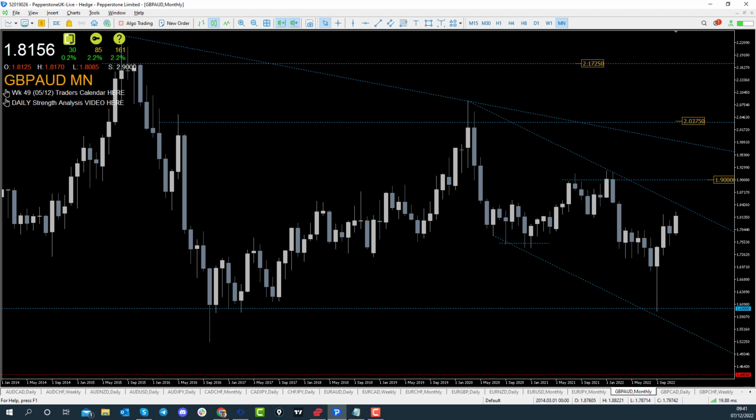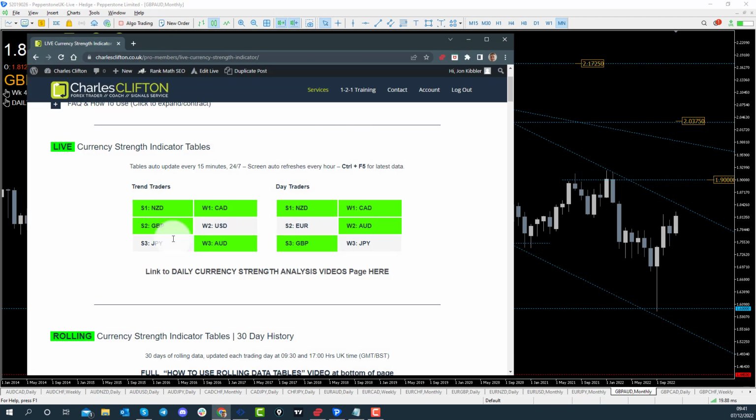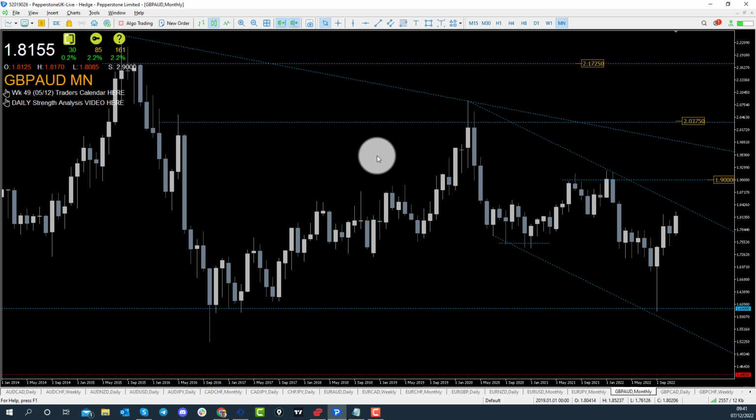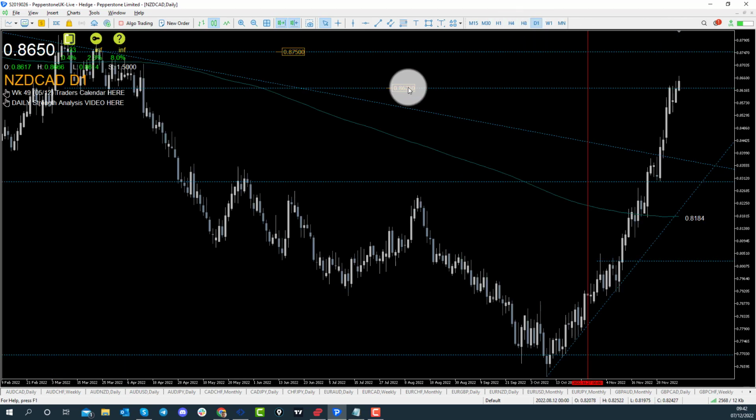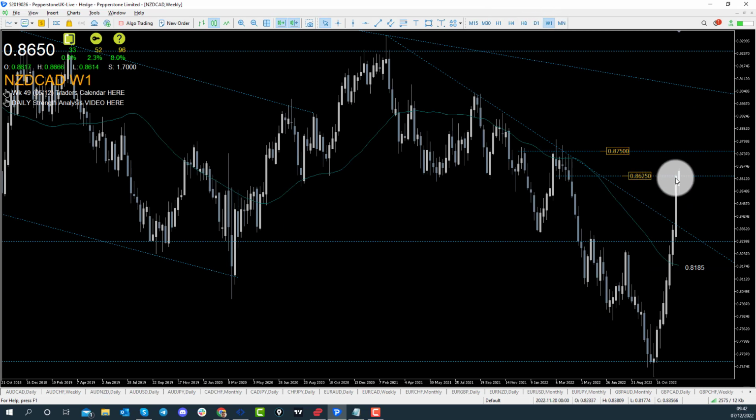If we just flick back to the tables, you can see that Kiwi CAD still remains on here as well. So that's still a market that's quite interesting. Kiwi is starting to have a little bit of a pullback. So if I just go on to Kiwi CAD, despite us seeing the price continue to remain bullish here, if we just go to the daily, we've now traded above the 0.8625 handle. We still haven't really had a decent pullback yet. So Kiwi is just very, very strong at the moment.